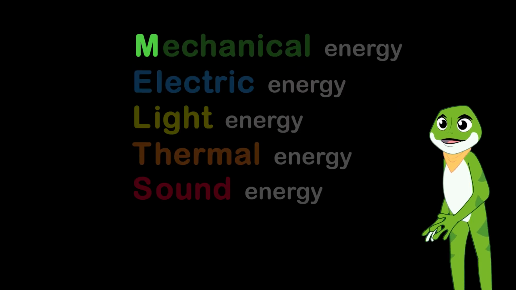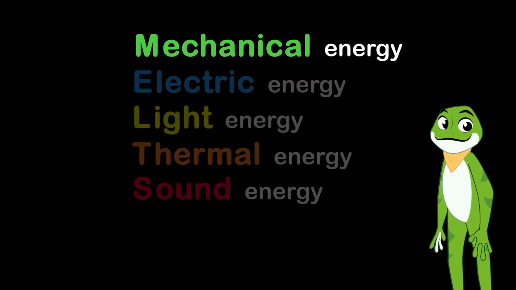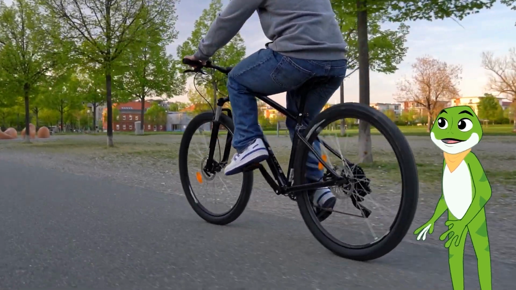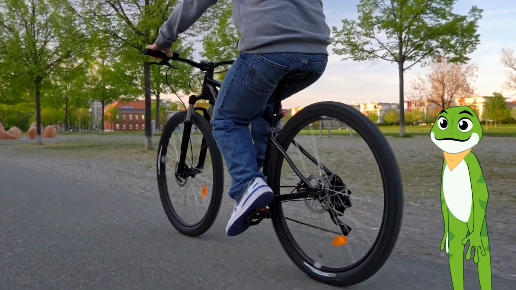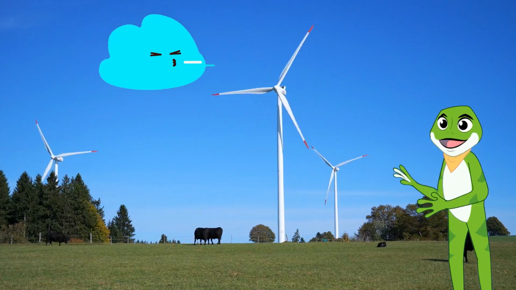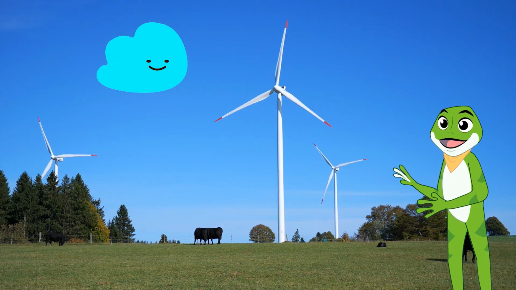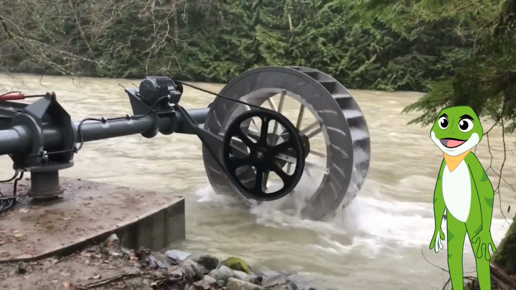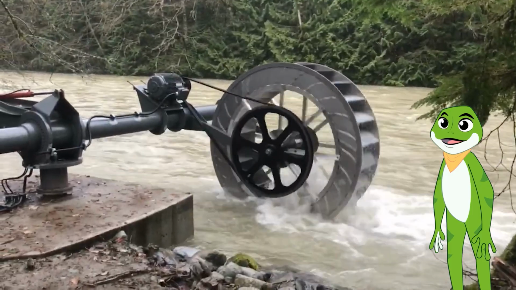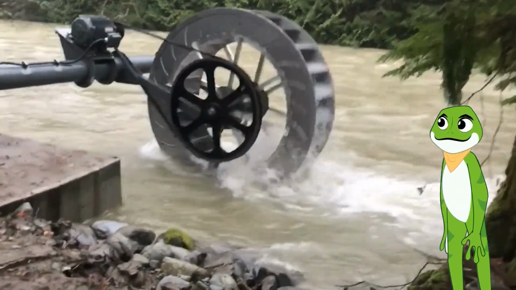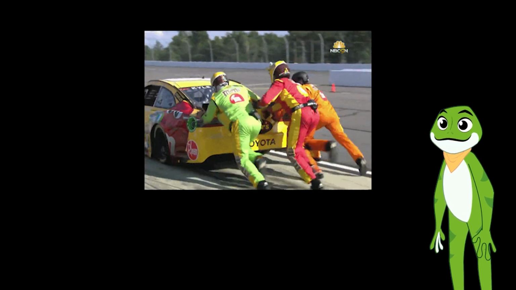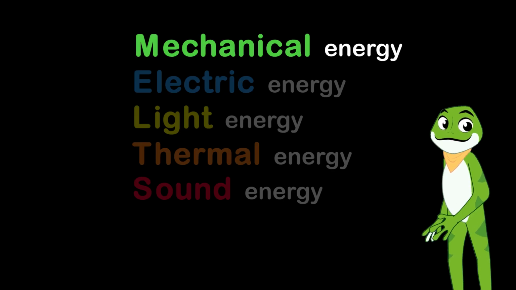The M stands for mechanical. For example, you might move your legs and transfer energy to the wheels of your bike. Or you might see the wind push a windmill and make it turn. Or water moving fast down a river can push a turbine and make it spin. Anytime something is physically moving something else, we call that mechanical energy.